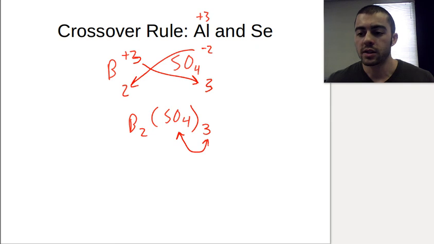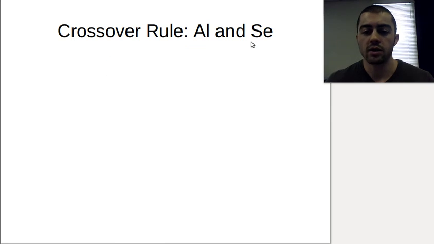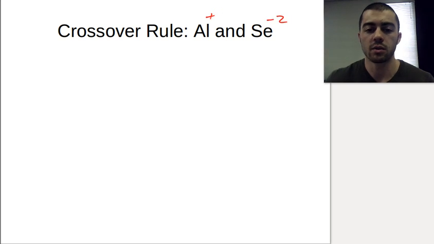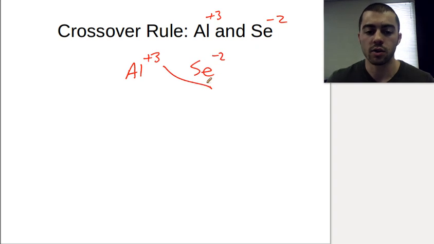Alright, so one last example here. We've got aluminum and selenium. So selenium over there in the same group as oxygen has a -2 charge, and aluminum has a +3 charge. So we take aluminum +3 and selenium -2. We cross the charges down and we get 2 and 3 for our subscripts, so the final formula here would be Al2Se3.